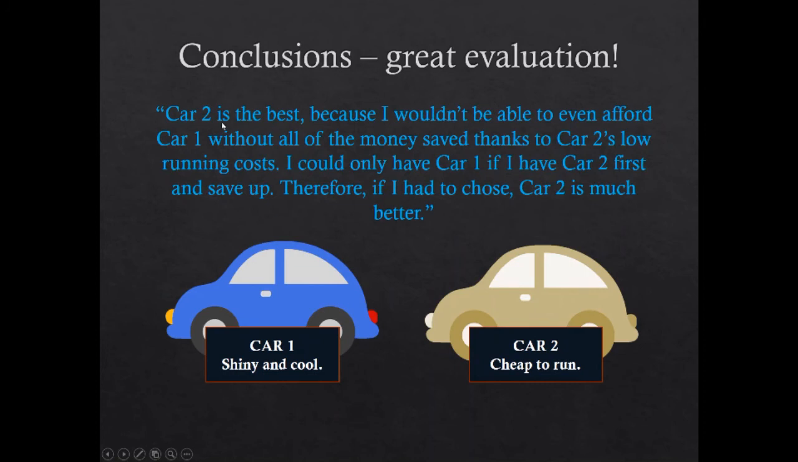So let's have a look at that. Car 2 is the best because I wouldn't even be able to afford car 1 without all the money saved thanks to car 2's low running costs. I can only have car 1 if I have car 2 first and save up. Therefore, if I had to choose, car 2 is better. So I've linked the two. I've said I can only get this one if I already have this one. So therefore, this one must be better. Okay, so that's linking. And if you've been doing that in your paragraphs already, you're probably already in a place where you can start doing that to make your judgment.